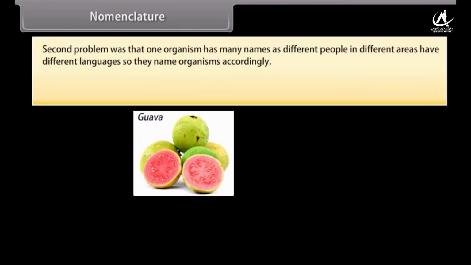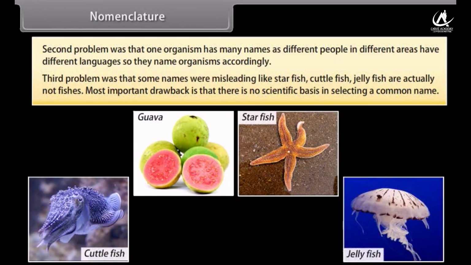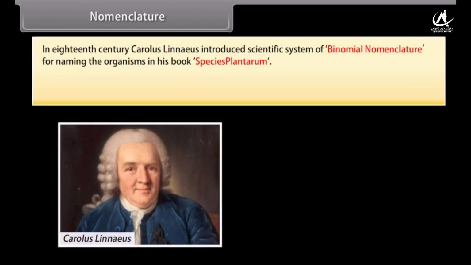The second problem was that one organism has many names, as different people in different areas have different languages, so they name organisms accordingly. The third problem was that some names were misleading, like starfish, cuttlefish, and jellyfish, which are actually not fishes. The most important drawback is that there is no scientific basis in selecting a common name. In the 18th century, Carolus Linnaeus introduced the scientific system of binomial nomenclature for naming organisms in his book Species Plantarum.